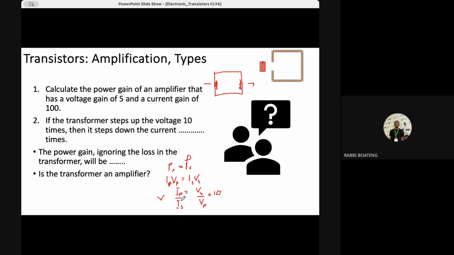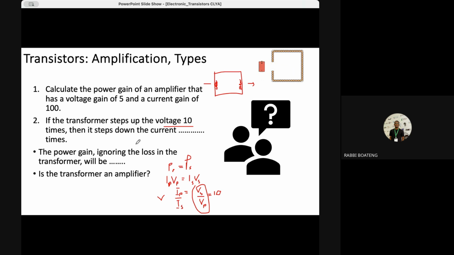A typical step up, we expect to get a value more than 1. A typical step down, we expect to get a value less than 1. From our formula, Vs over Vp is what the question is telling us. The question is telling us that the step up of the voltage is 10 times. It means our Vs over Vp is 10. Do we understand it to this end before I go on? Yes. Very good. So now our step up is 10.